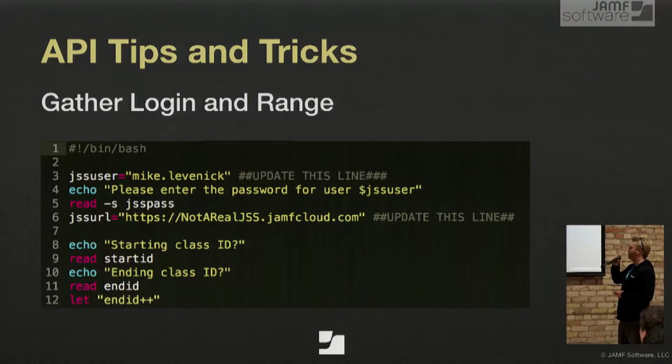So, step one, we're going to gather the login information and the range. As you can see, this is the JSS user mike.levenik. We're going to do a secret read for the password, and our JSS URL is notarealJSS.jfcloud.com. It's going to then ask for the starting class ID and the ending class ID, and then increment the ending class ID just because that was needed for the math to work out.